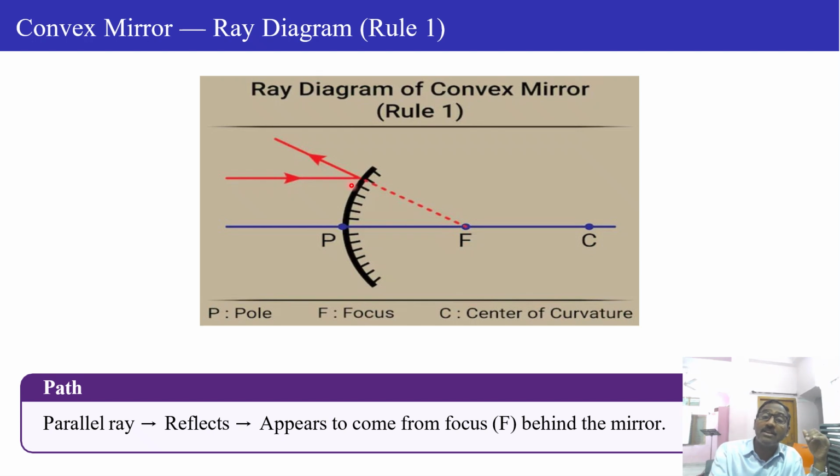How it reflects: it is going away from the principal axis, right? It is going away from the principal axis. So in such a way it will reflect. That we call diverging. So if the reflected ray is extended back, then it will pass through the focus. How does the reflected ray appear to us? The reflected ray appears to be generated from the focus. The ray seems that it is coming from the focus.